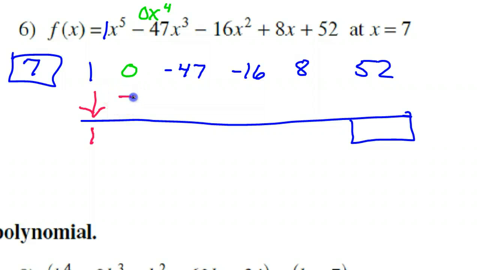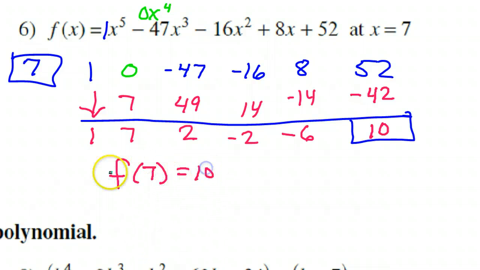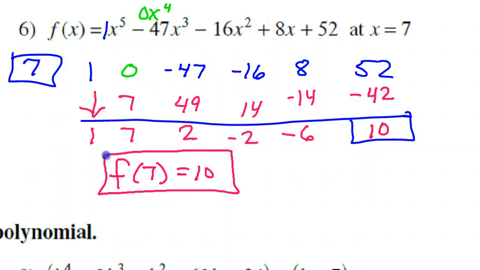1 times 7 is 7. Add them up. Multiply. That's 49. It's 2. Multiplying here, you get 14. Add those up, you get your -2. Multiply. It's -14. 42. So that's 10. 52, 42, yeah. So that means f at 7 is equal to 10. Okay, we just dominated that.